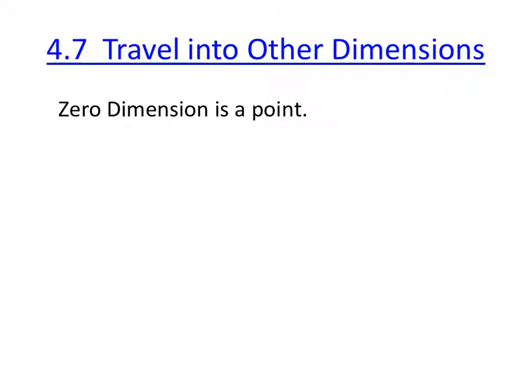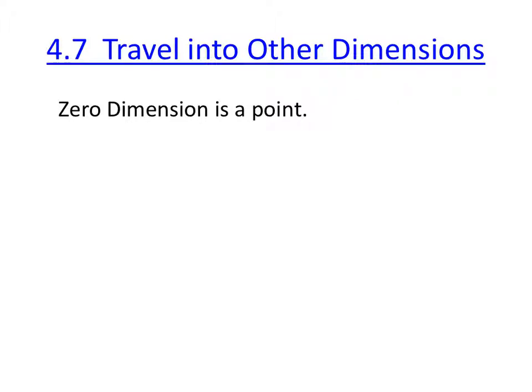In this video, we're going to discuss section 4.7. 4.7 is about our dimensions, 0 dimension, 1 dimension, 2 dimension, and so on. This section is going to help you if you are struggling with the reading of Flatland. This may help put the beginning of the book into perspective, quite literally, for you.